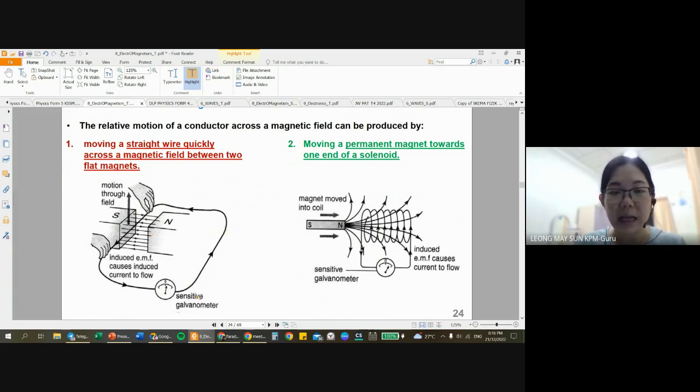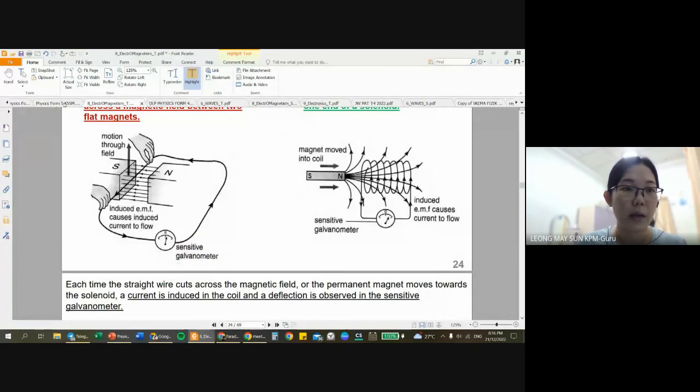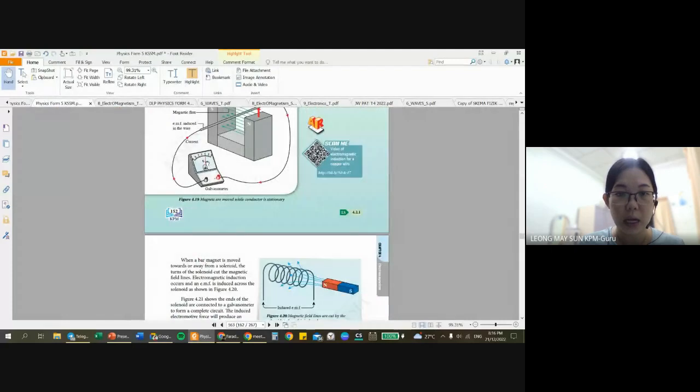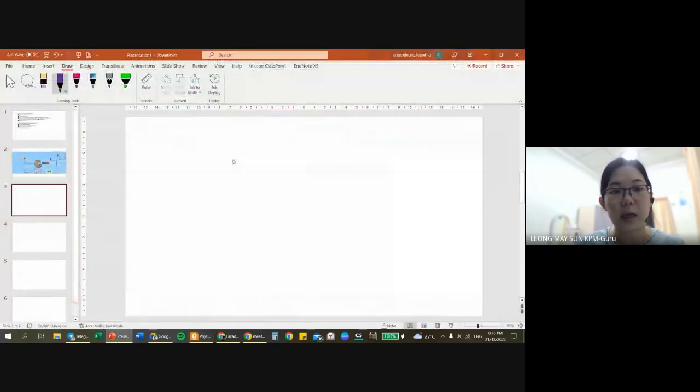So what is a galvanometer? Let me cross-check the textbook. Do they say anything about the galvanometer? No. So I'm going to explain very briefly what a galvanometer is.